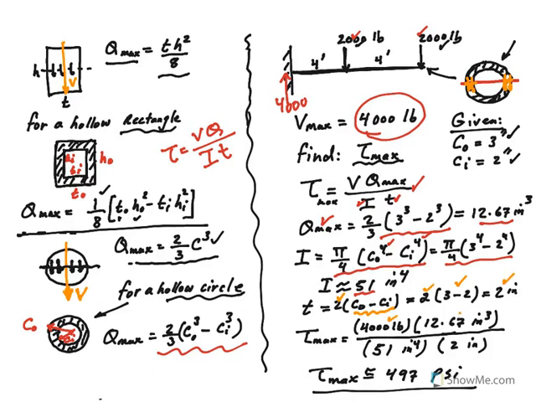So plug in the numbers. I just left the units here, so you see how you have inch to the power 5 in the denominator and inch cubed here, so you get inches squared. You end up getting pounds per inch squared in terms of the unit, and that's psi. So 497 psi. I just wanted to make sure that you're aware of the fact that if you have a hollow rectangle, you cannot use the 3/2 V over A equation, or if you have a hollow circle, you cannot use the 4/3 V over A. So be careful with that.